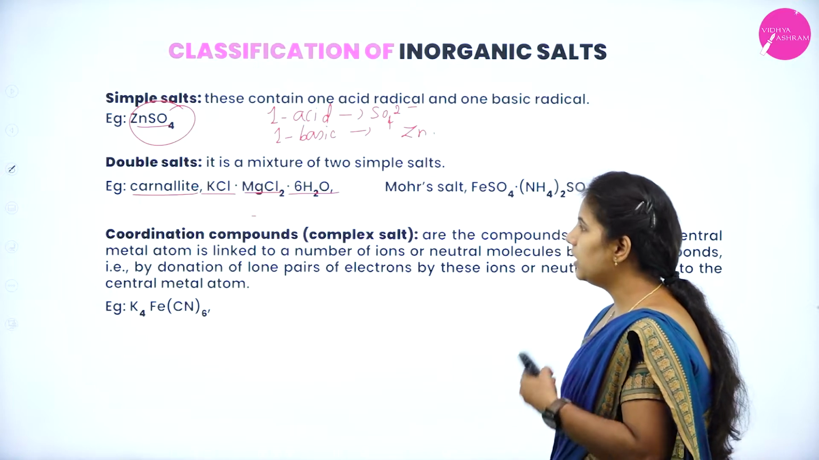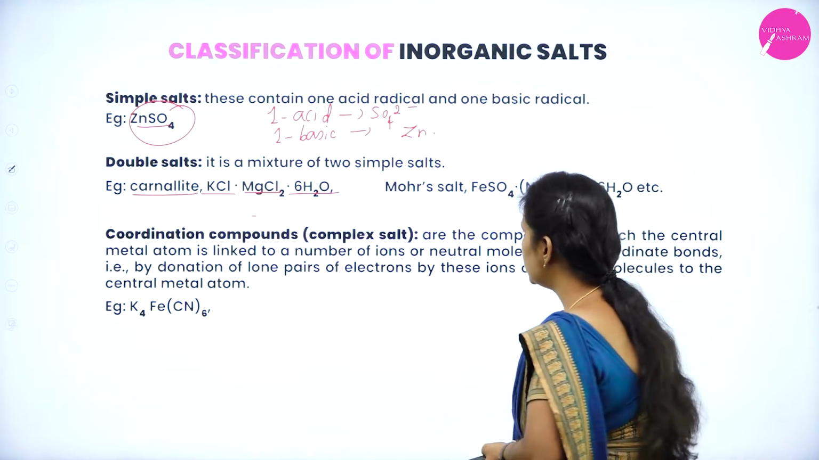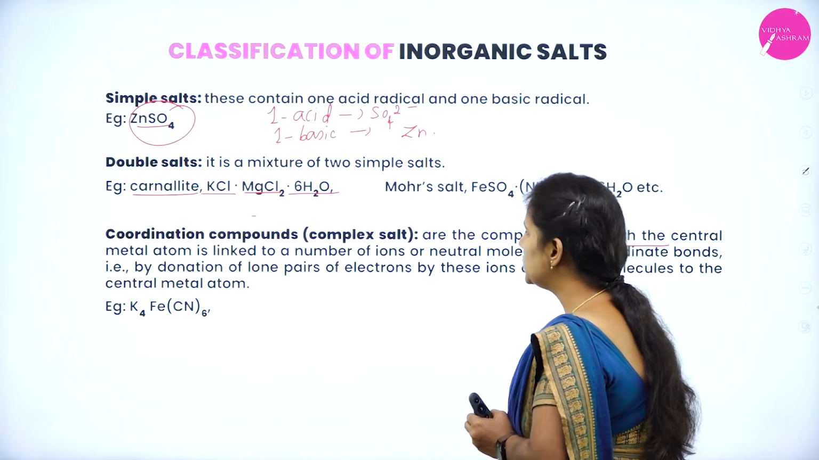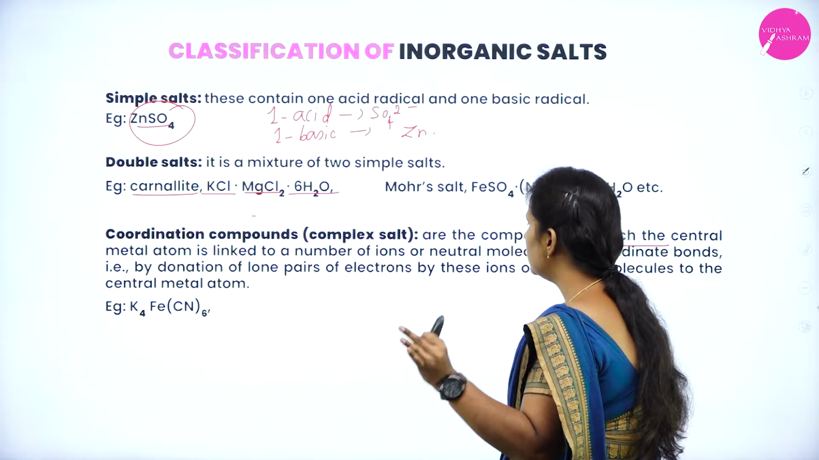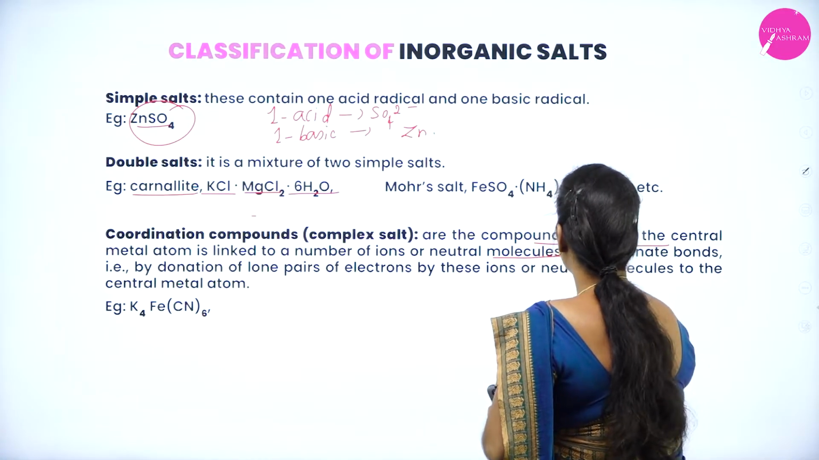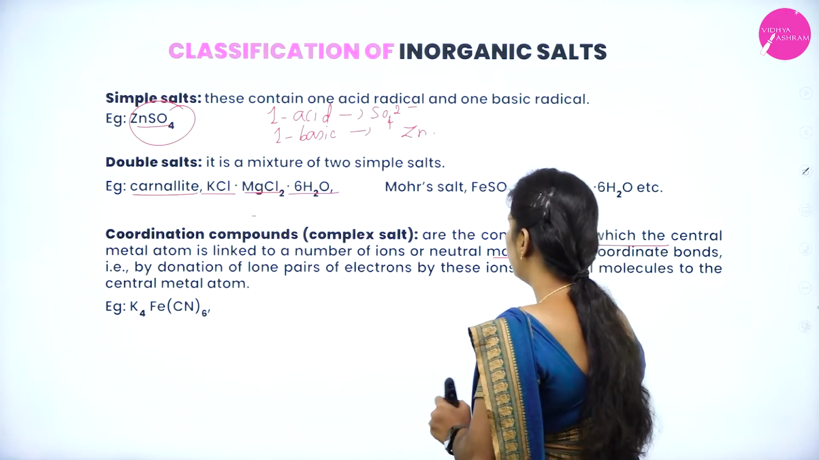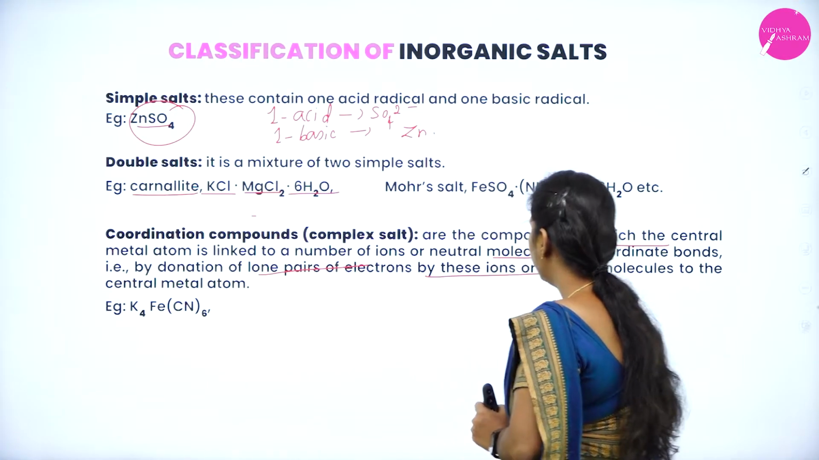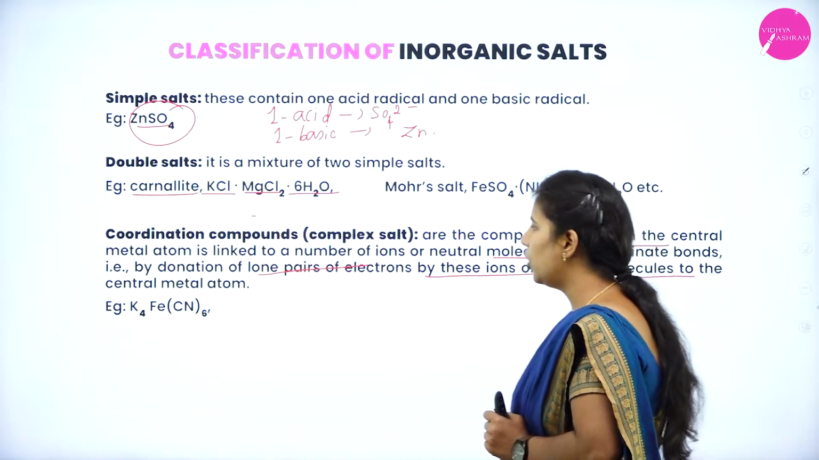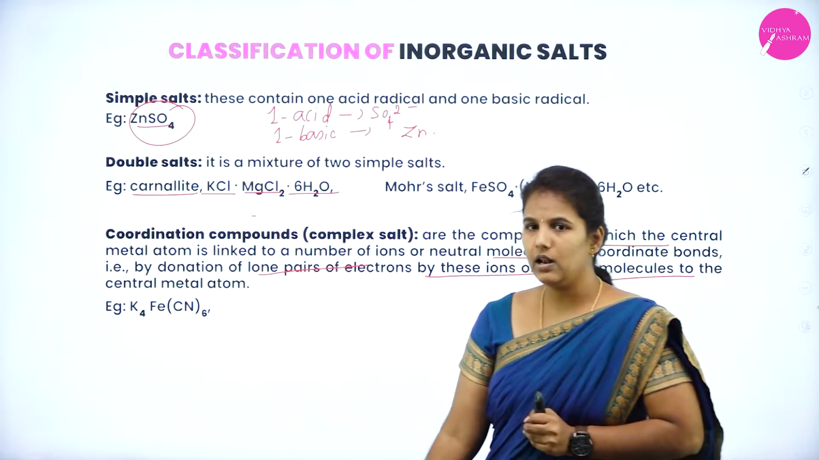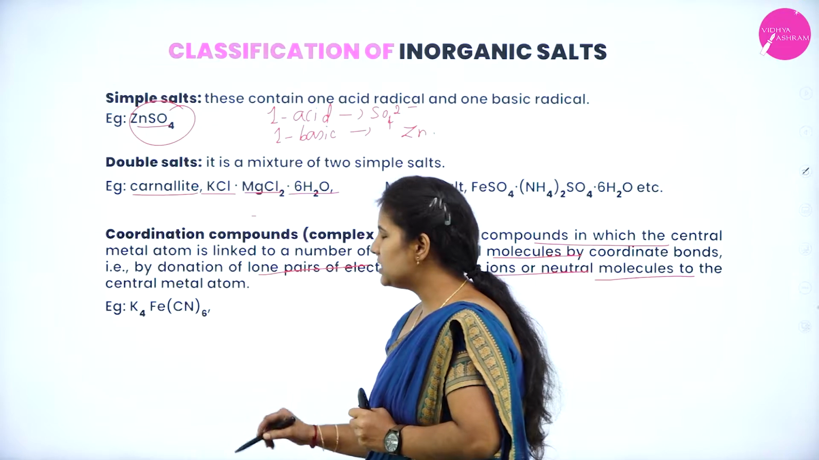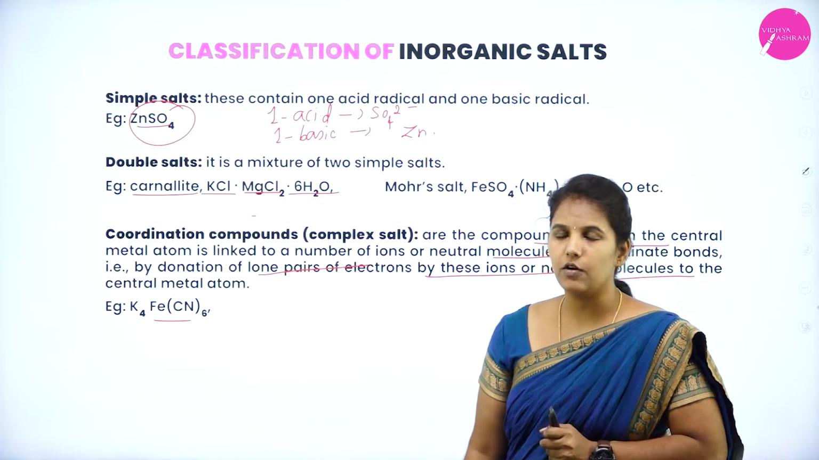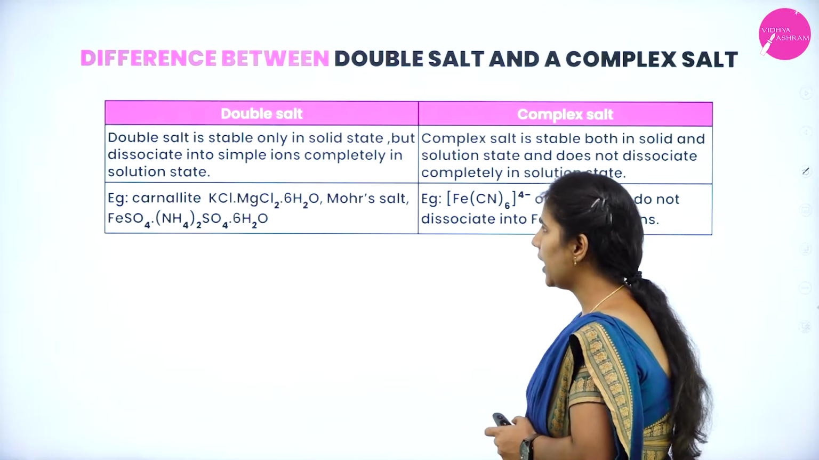When I am talking about complex salts, what does it mean? These are compounds in which a central atom is linked to a number of ions or neutral molecules by coordination bonds, formed by donation of lone pairs of electrons by the ions or neutral molecules, to form a central metal ion. In this case, iron is the central metal ion, surrounded by the CN along with potassium.